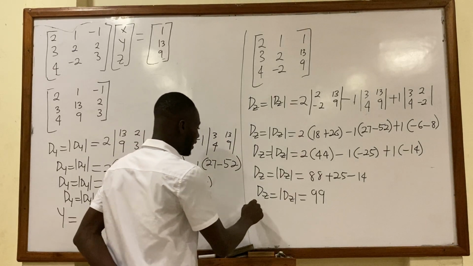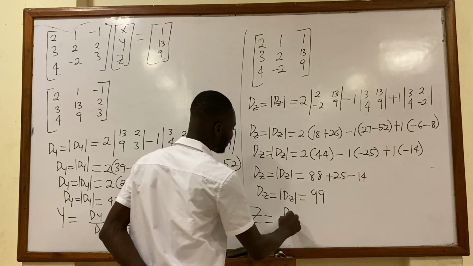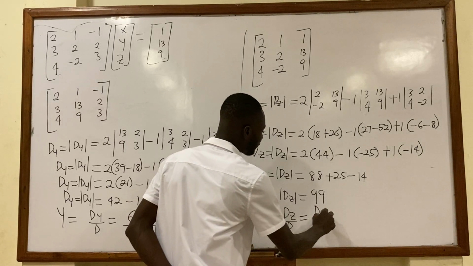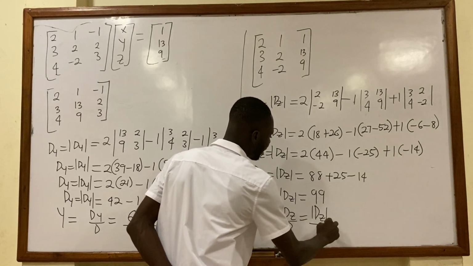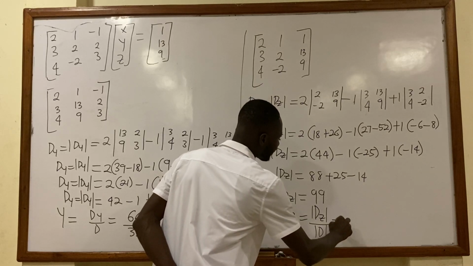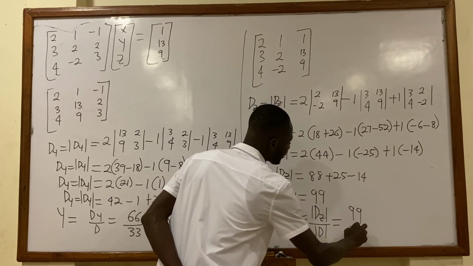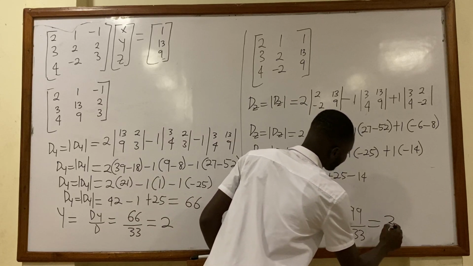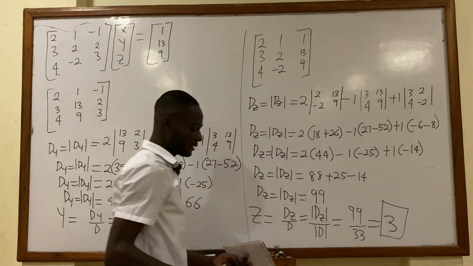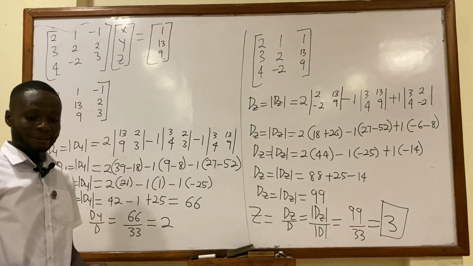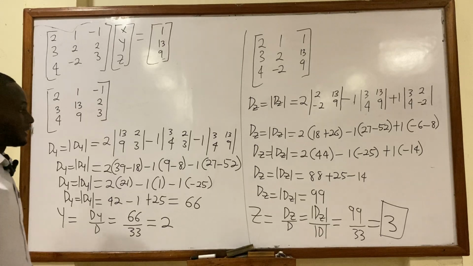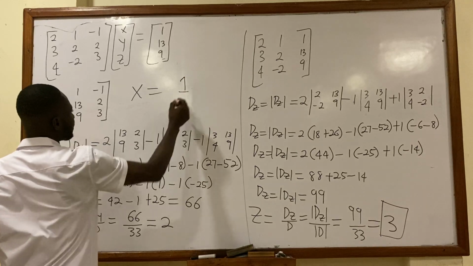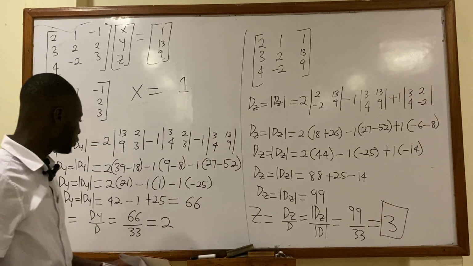So now we can find the value of z as determinant of z over determinant of d, and that is equal to 99 over 33, and this is equal to 3. So this is the value for z, right? And then we have the value of x as 1.